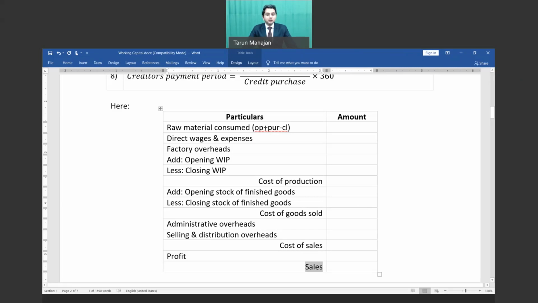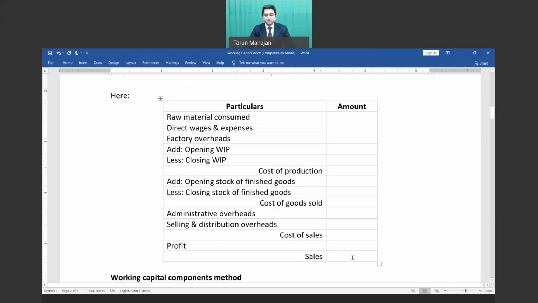So try to recall that in the raw material storage period formula, the denominator is raw material consumed. In the WIP formula, the denominator is cost of production. In the finished goods storage period formula, the denominator is cost of goods sold. In the debtors' formula, the denominator is credit sales, not entire sales, only credit sales. In the creditors period formula, the denominator is credit purchase. So keep this statement of cost in mind. This is helpful in this chapter.